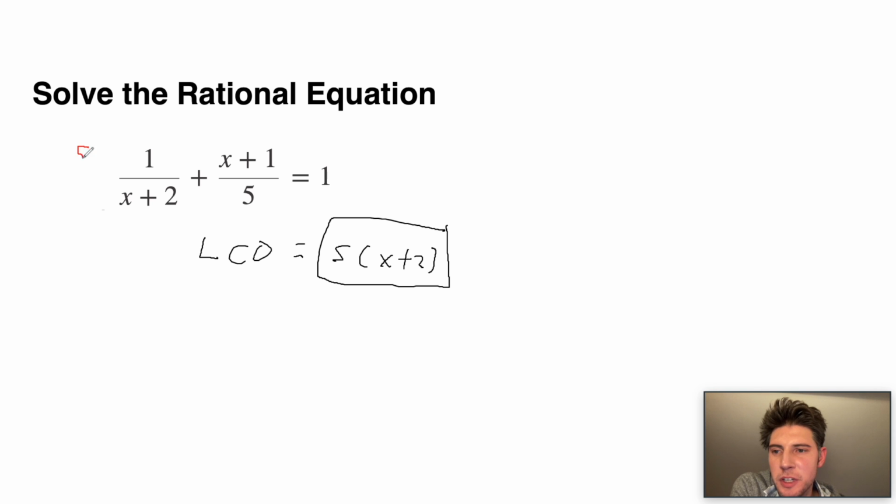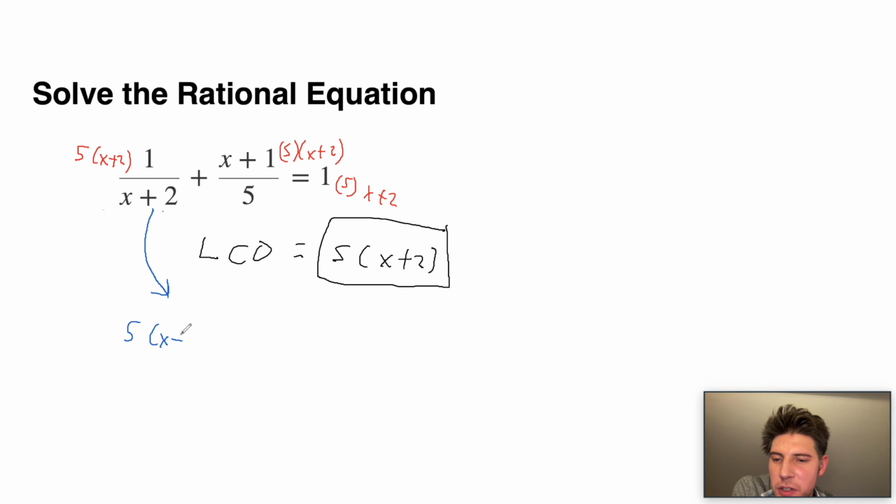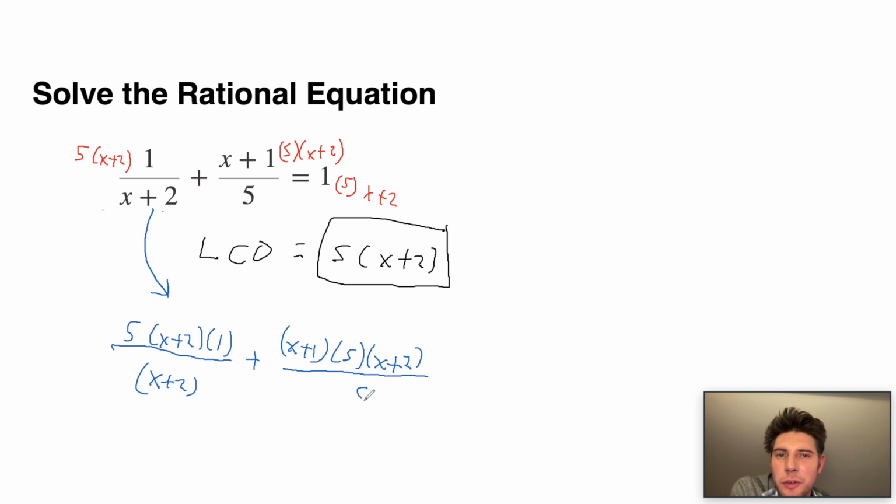This first term is going to be multiplied by 5 times x plus 2. The second term is going to be multiplied by 5 times x plus 2. And this third term is going to be multiplied by 5 times x plus 2. This first term becomes 5 times x plus 2 times the 1, and it's still over x plus 2. I'll put it in parentheses. Plus the second term is x plus 1 times 5 times x plus 2, and that's over 5. And the last one is 1 times 5 times x plus 2.